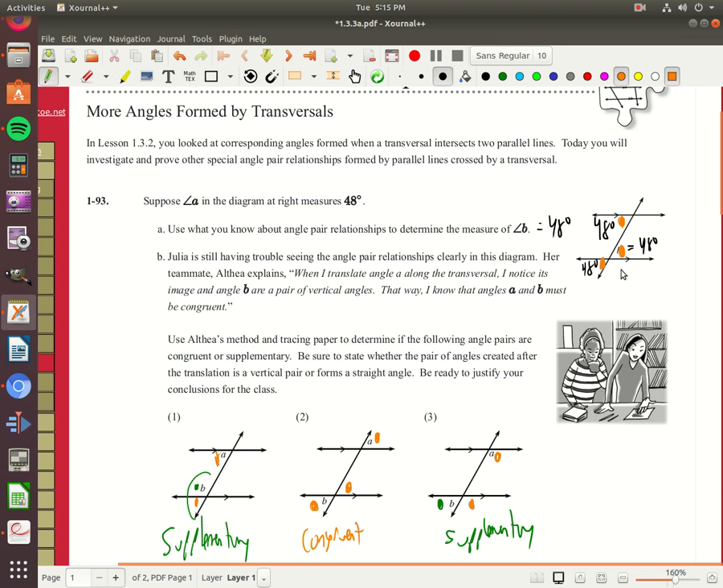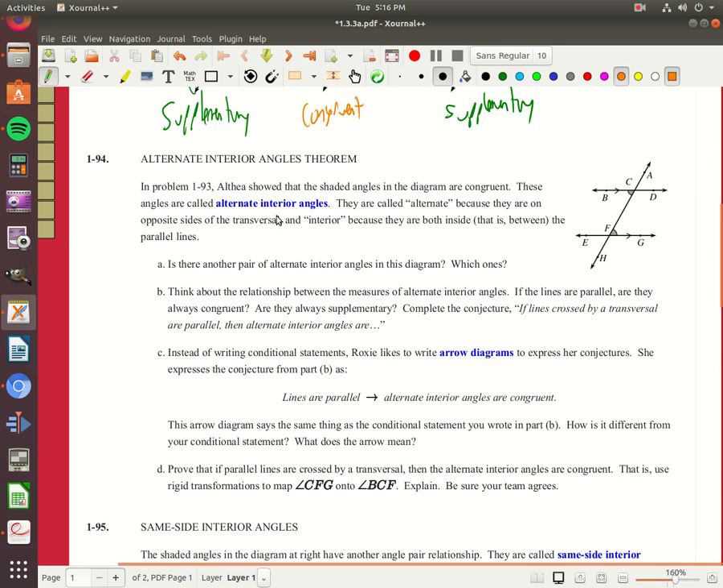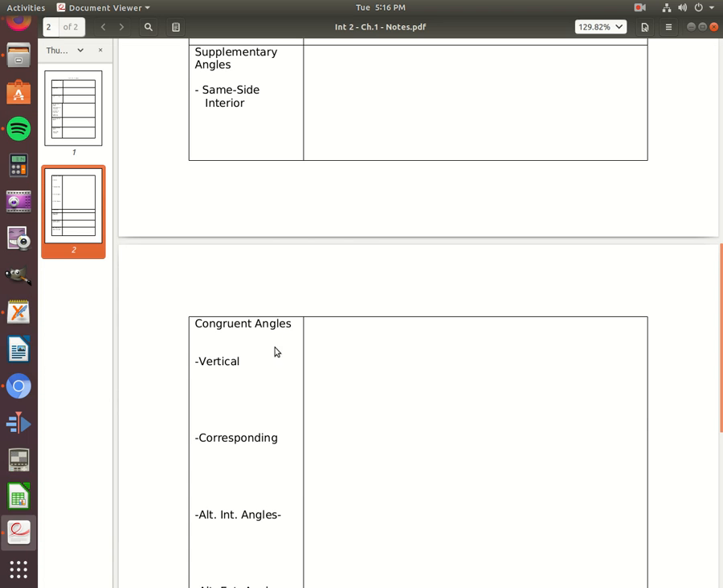Now, what does it mean to be alternate interior angles? Well, it means they alternate across the transversal. Here's the transversal. Alternate means they're on opposite sides. Interior means they're inside the parallel lines. So alternate interior angles alternate across the transversal, interior of the parallel lines. That's what alternate interior means. So they are called alternate because they are on opposite sides of the transversal, and interior because they're both inside, that is, between the parallel lines. Here we go. Now we go over here and we can fill in alternate interior angles. And we know that alternate interior angles are a congruent relationship.